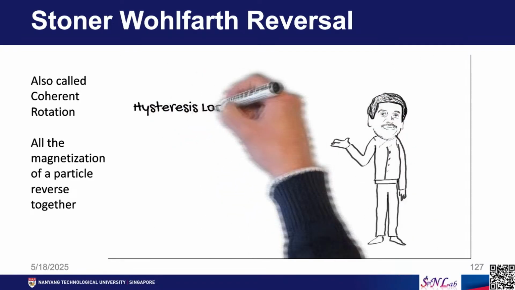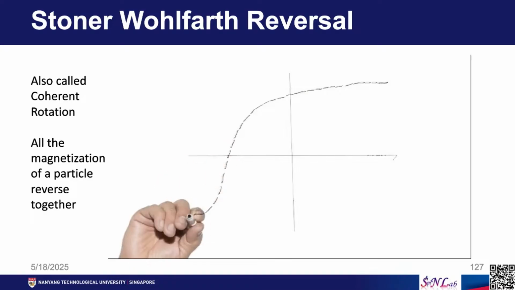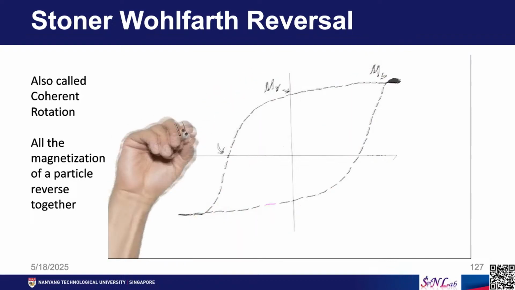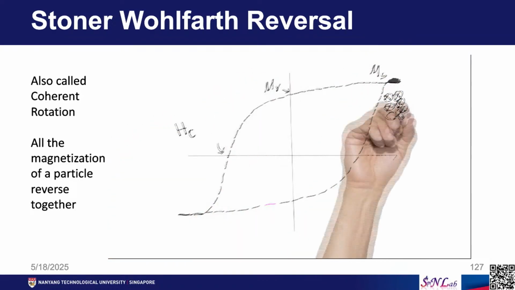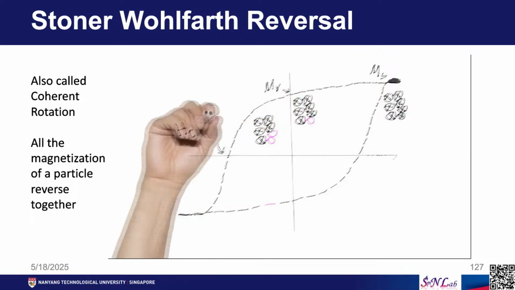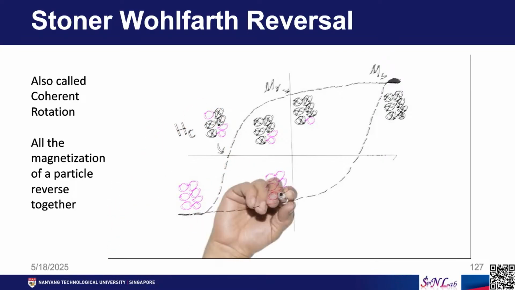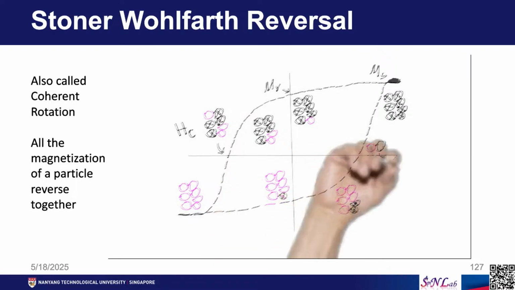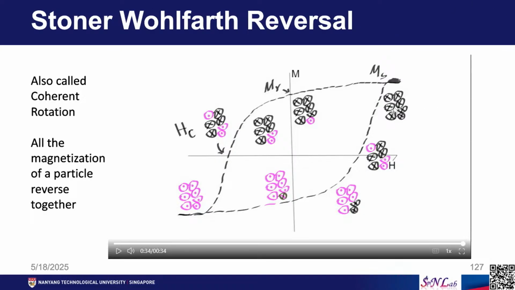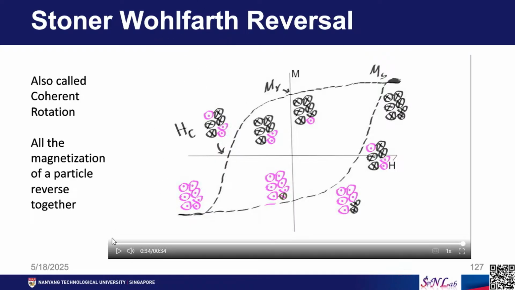Okay, so this is a cartoon of what happens when you have the Stoner-Wohlfarth reversal mechanism. At a very high field, all the grains are saturated in one direction. When you come closer to remanence, a few of them have switched. When you are here, a few more have switched. At the coercivity point, like half of them have switched, and so on. So, this is how the reversal of particles happens when they are single domains.